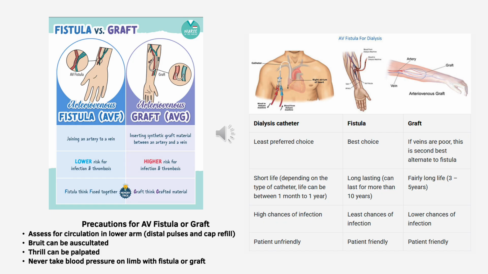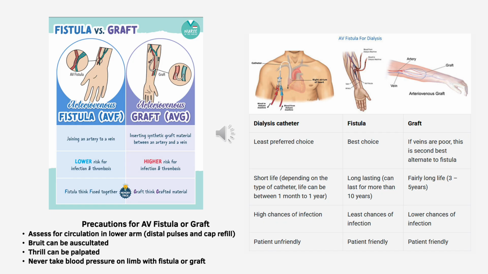So now we'll talk about an arteriovenous graft. And again, this is typically used when a patient's vein isn't suitable for a fistula. So a synthetic material is going to be inserted to bridge the artery and the vein. Grafts are quicker to use, they're typically ready within a few weeks, but they come with a higher risk of infection and clot formation. And they also tend to have a shorter lifespan compared to fistulas, where they can only last about 3 to 5 years.